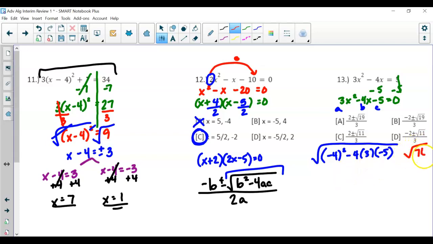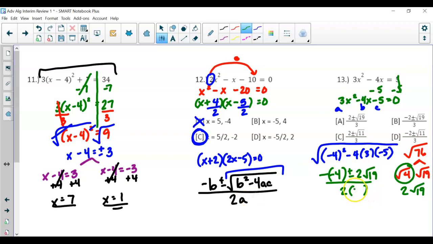So radical 76, I can break this down into a perfect square factor of 4. 76 divided by 4 is 19. So now what is the square root of 4? Well, the square root of 4 is 2. So 2 radical 19. So we're going to set up negative b. Well, b is negative 4 plus or minus our radical, but now 2 radical 19 over 2 times a.